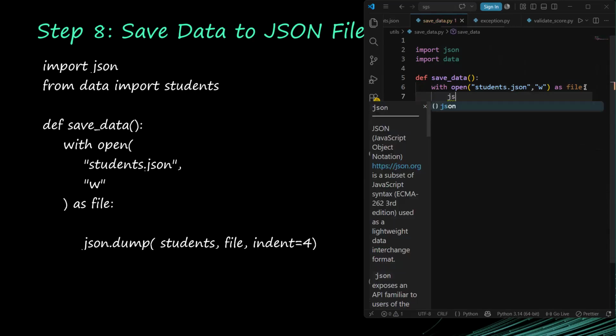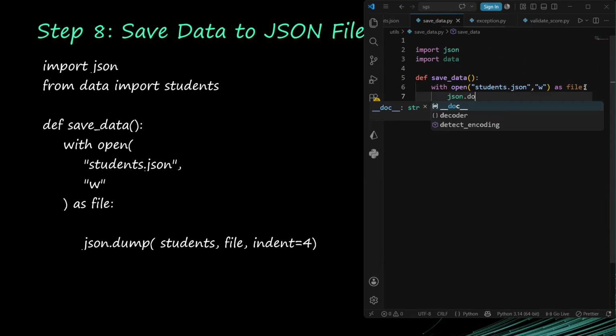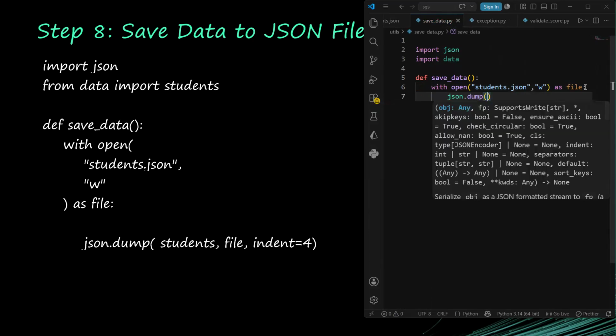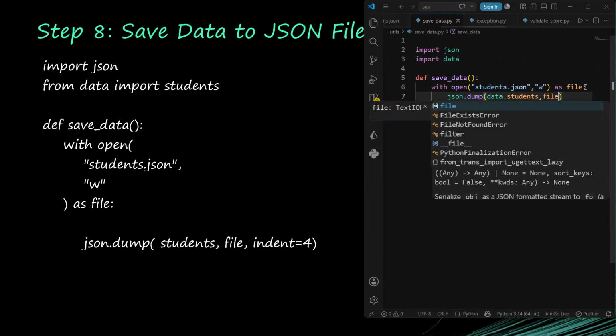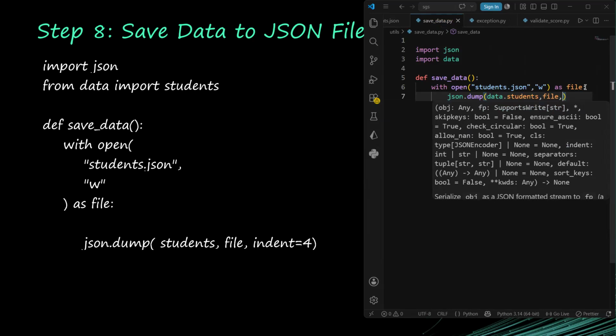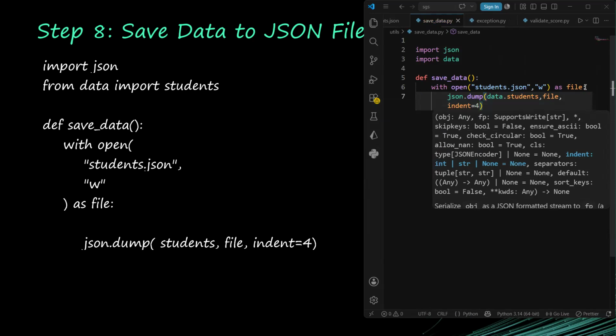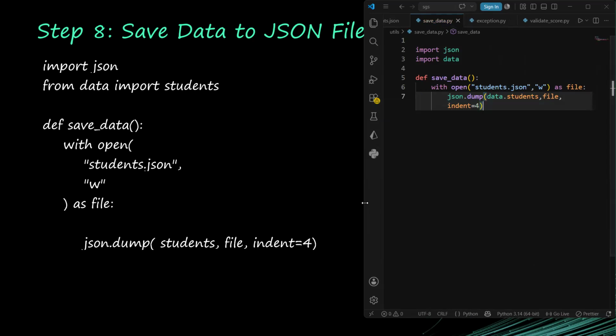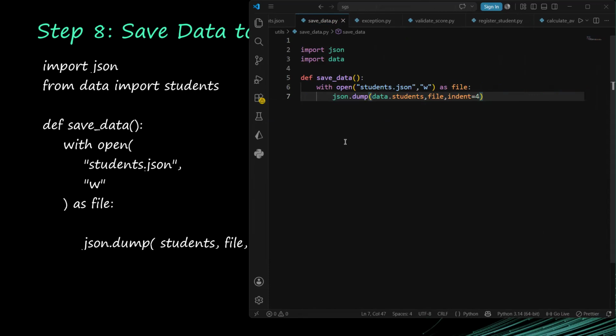So now we say json.dump. We want to dump whatever data we have been saving for students in the data.students list. So we want to take everything that is in there and dump it inside of this file that we have created, and we are giving it an indent of 4. So please make sure that you have everything correct like this. You might not understand this code, but it's okay.